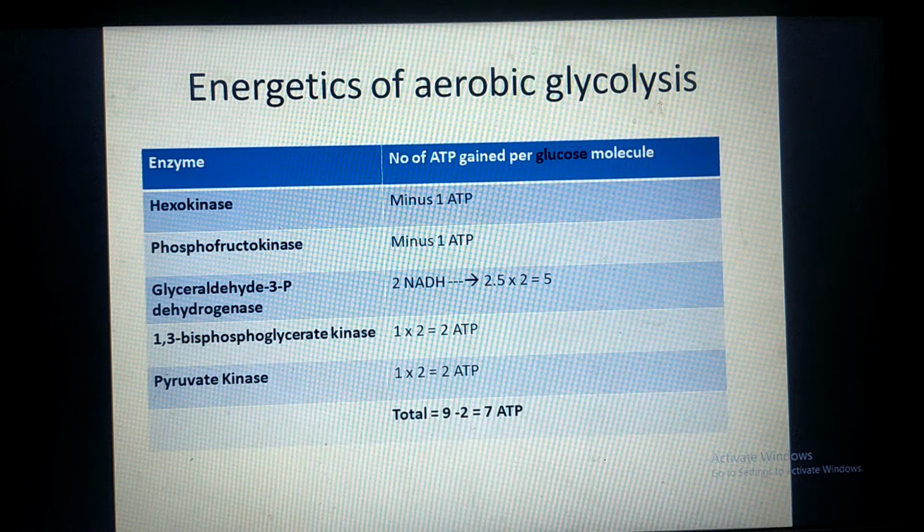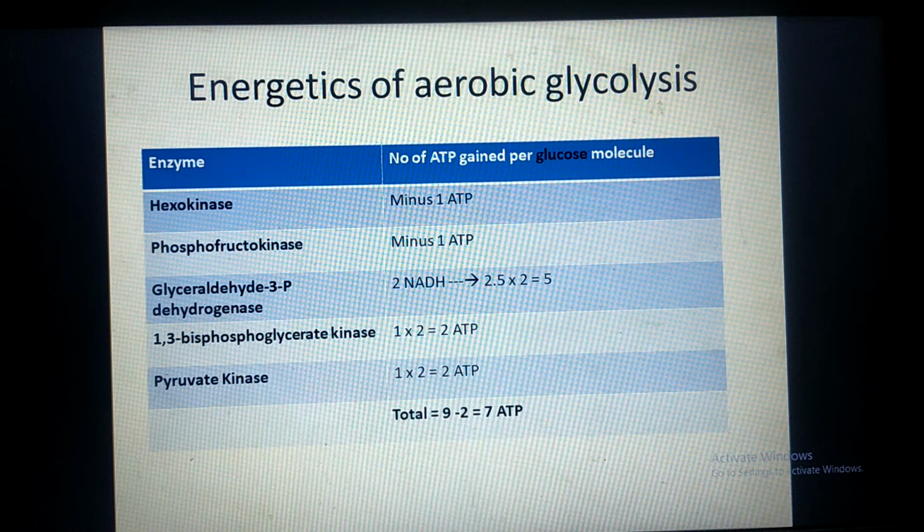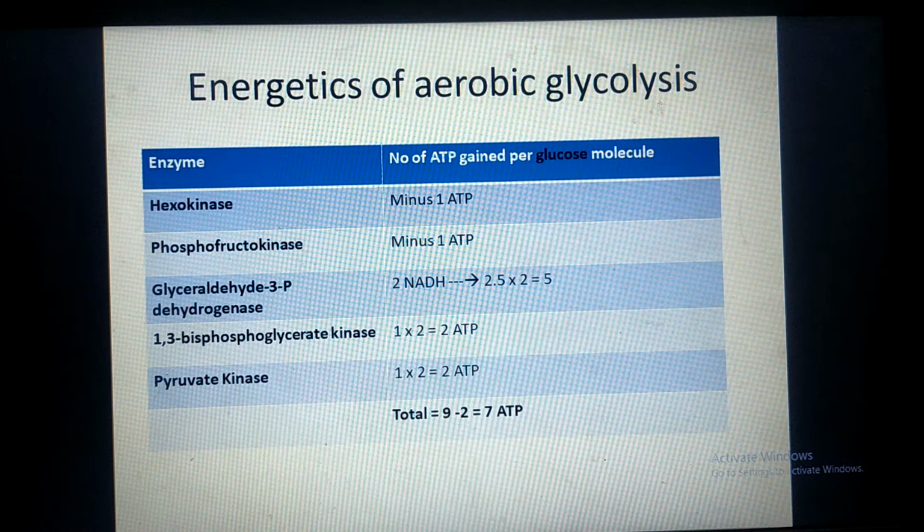So in the first step of glycolysis, hexokinase utilizes one ATP molecule for the phosphorylation of glucose to glucose 6-phosphate. So one ATP is utilized. Then in the third step of glycolysis, the enzyme phosphofructokinase again utilizes one ATP molecule for the phosphorylation of fructose 6-phosphate to fructose 1,6-bisphosphate. So again one more ATP is utilized.